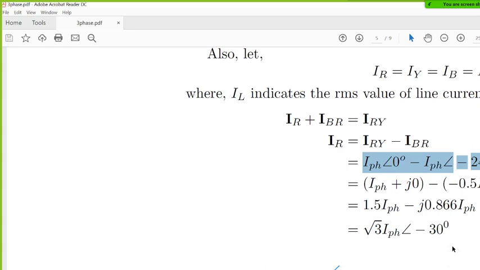Nivedita, sorry, which line you want to repeat? Which part you want me to repeat? Highlighted part, right?